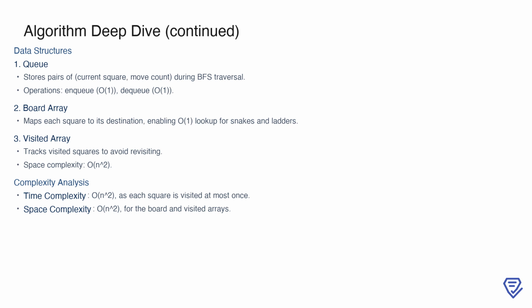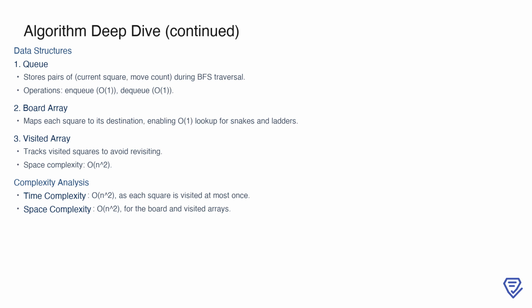To implement this solution, we rely on 3 primary data structures. First, a queue is used during BFS to store pairs of the current square and the move count. The queue allows for efficient enqueue and dequeue operations, both of which run in constant time. Second, the board is represented as a one-dimensional array. This array provides a direct mapping from each square to its destination. Whether it's a regular square or one affected by a snake or ladder, the lookup is performed in constant time.